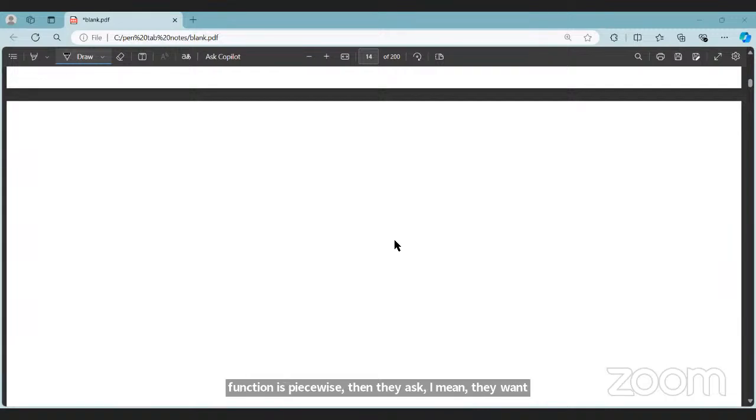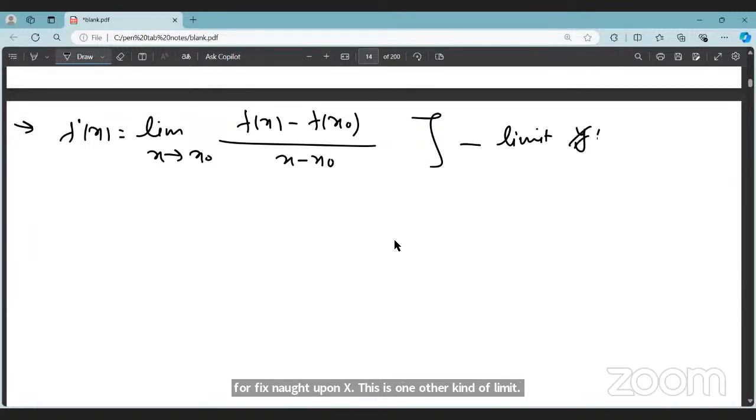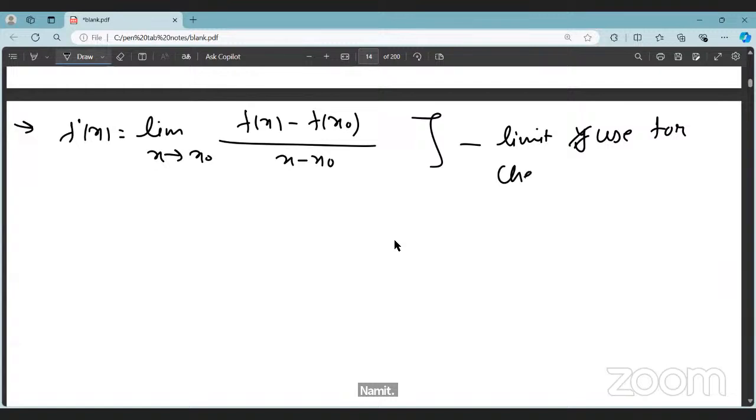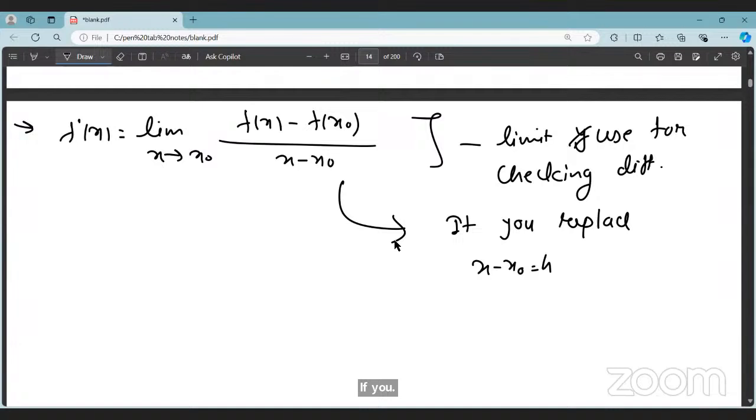Now, there is one more alternate formula for differentiability, a similar thing: f dash of x is equal to the limit x going to x naught of f of x minus f of x naught upon x minus x naught. This is one other kind of limit used for checking differentiability. So this formula and that formula are similar. In that formula, if you replace x minus x naught with h, you will get that limit, the limit h going to 0.